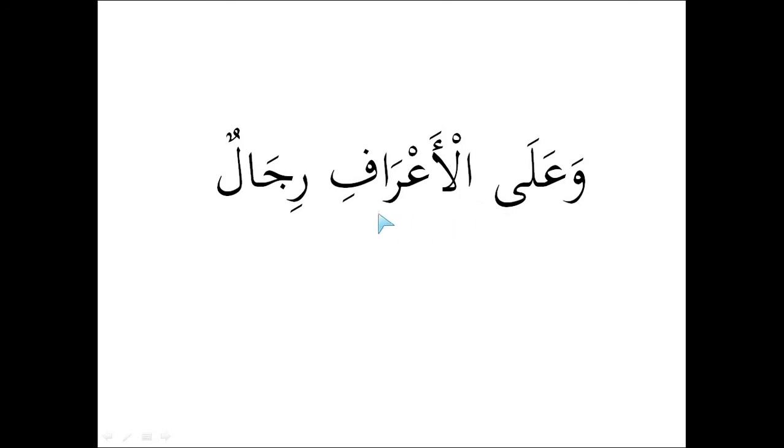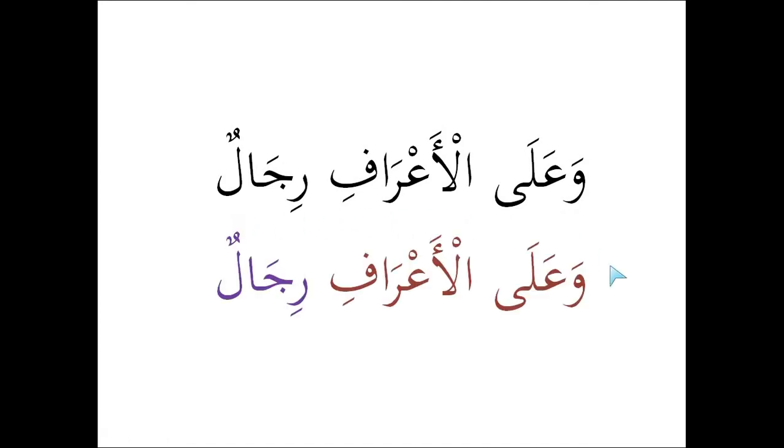And the people whose deeds are equal in terms of good and bad are on the a'raf, and they're able to see on both sides. So Allah subhanahu wa ta'ala says, وَعَلَى الْأَعْرَافِ رِجَالٌ. Upon the heights are men.